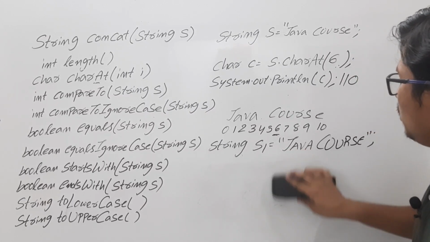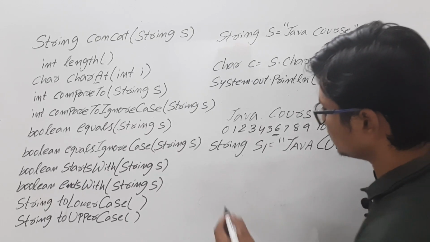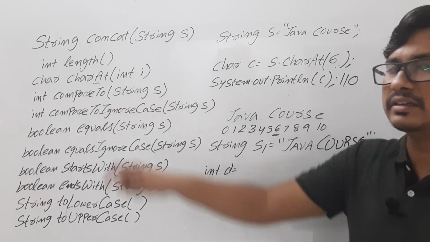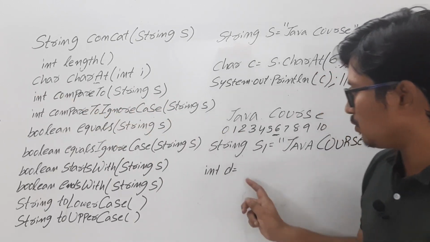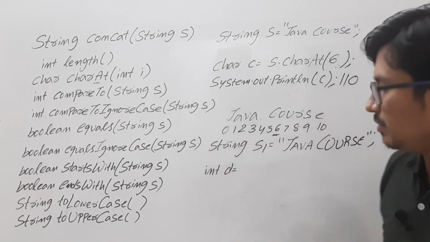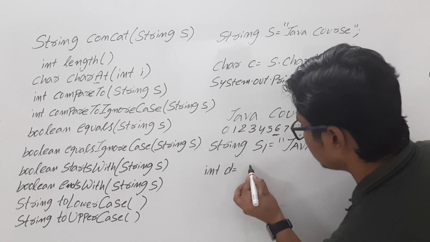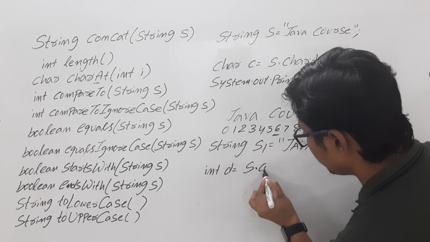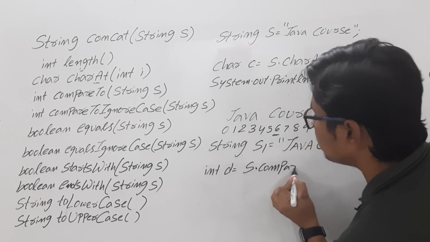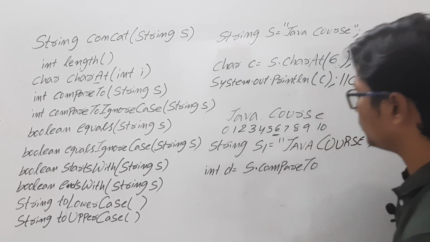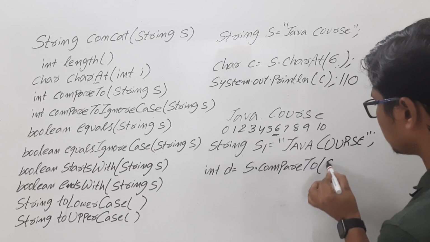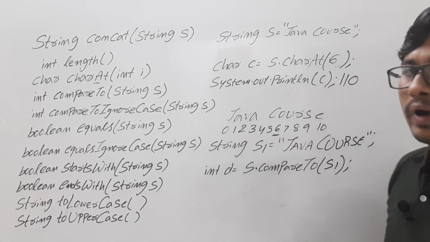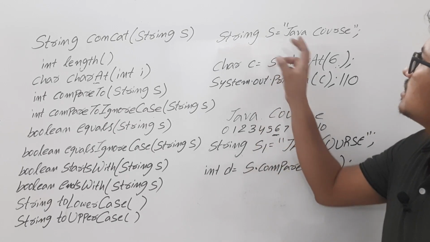Okay, so now what you have to write is int d is equal to, because it will return an int, so that value you need to store in an integer variable. So you need to write s.compareTo, where T should be capital, with s1. So you are comparing s with s1. What is the string in s?